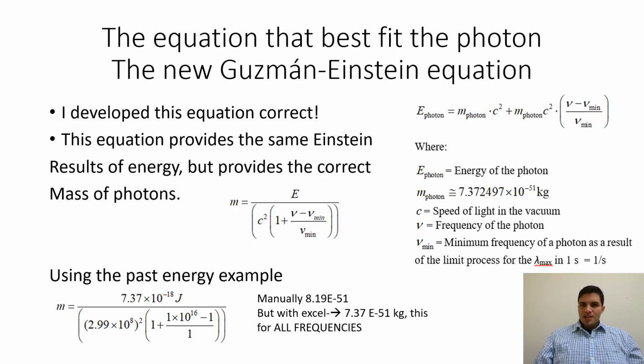And here is the equation again. Here is the solution for mass. And here is using the past energy example. Manually this quantity is obtained, but with Excel it is equivalent to this value. For all frequencies, the mass of the photon is the same using this equation.